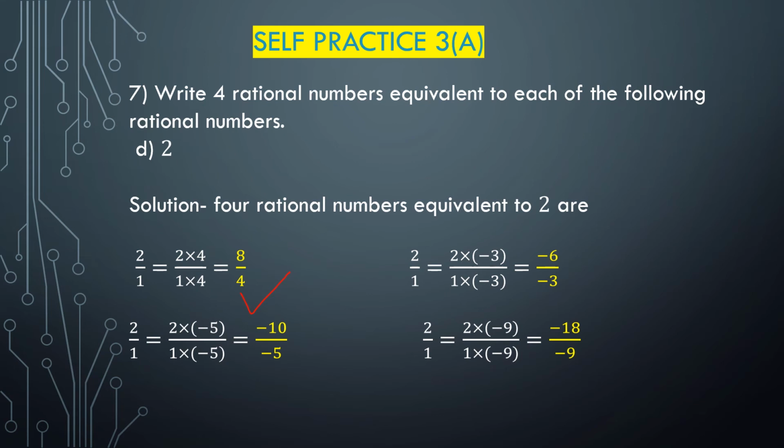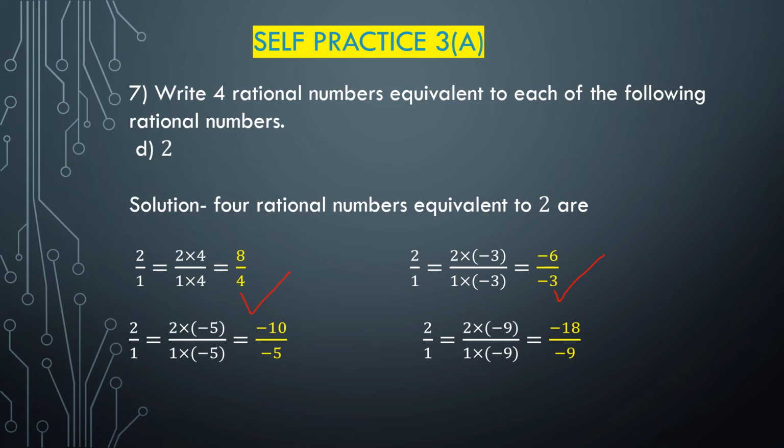If we multiply the number minus 3 with both numerator and denominator of 2 divided by 1, we get 2 multiplied with minus 3 is minus 6, and 1 multiplied with minus 3 is minus 3. So we get minus 6 divided by minus 3, which is equivalent to the rational number 2 divided by 1.